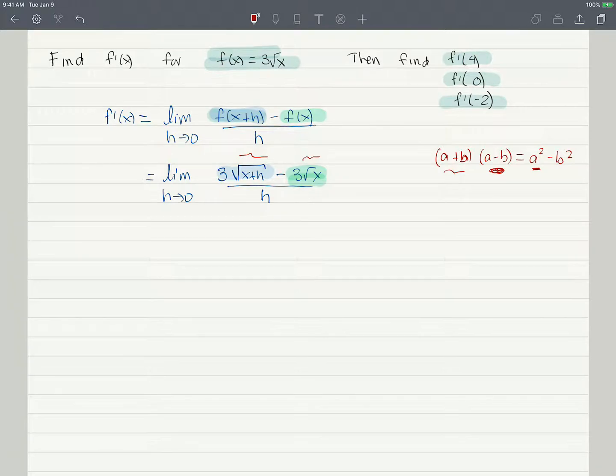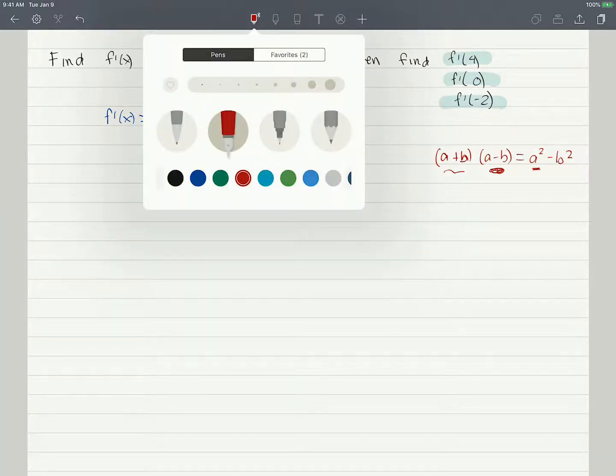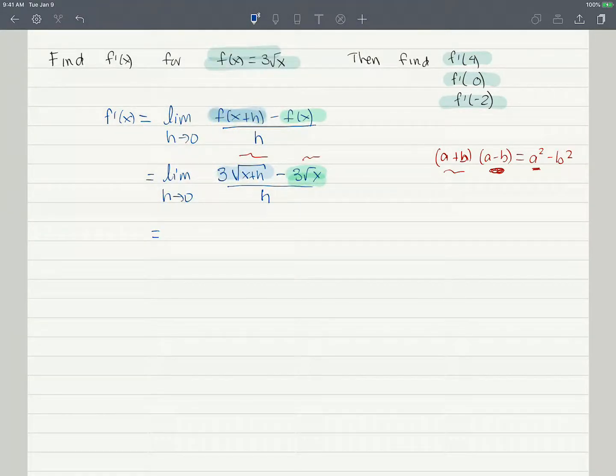First thing I'm going to do before that in this case is just factor out that 3, because that will make things a little bit easier. So I have a 3 here, and I have this. Oh, I forgot my x, sorry.